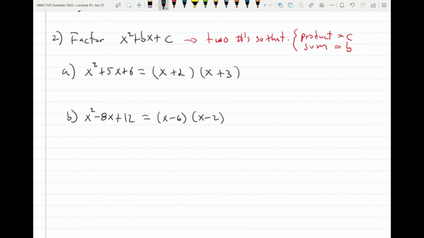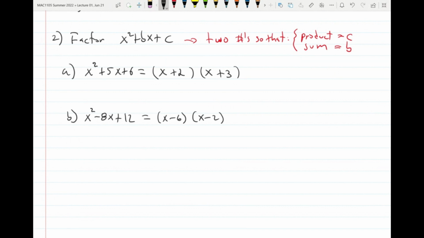So either both are positive or both are negative. How do you know which one of the two it is? Well, look at the middle. The sum is supposed to be negative, so that means that the two numbers had better be negative numbers. Yes? Because if you add two positives, you get a positive. So that's why we choose negative, and then it's -6 and -2.